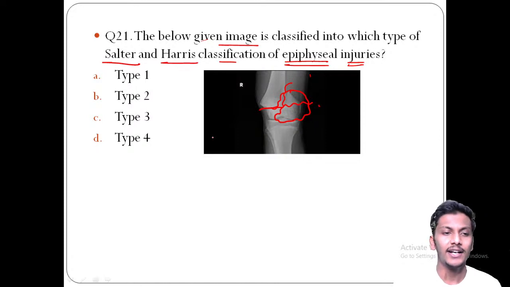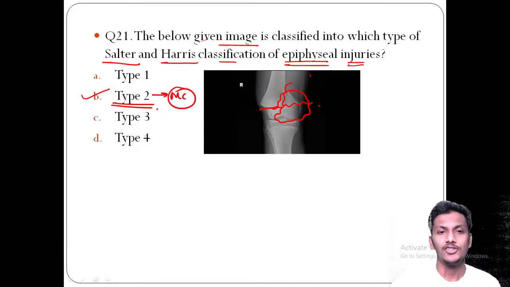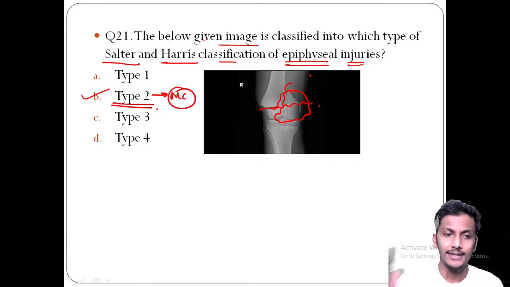So this is classified into type 2 epiphyseal injury. So please remember, according to Salter and Harris classification, this is a type 2 epiphyseal injury, which is also the most common type of epiphyseal injury. Most common type of epiphyseal injury is type 2.